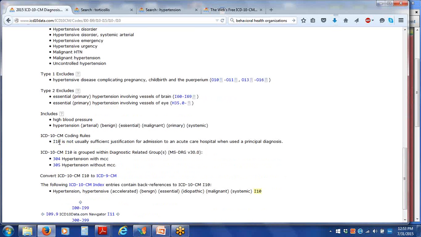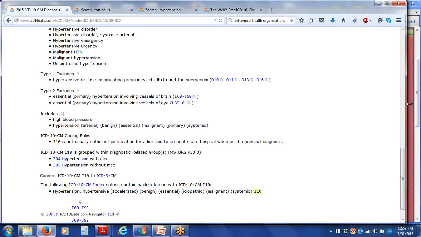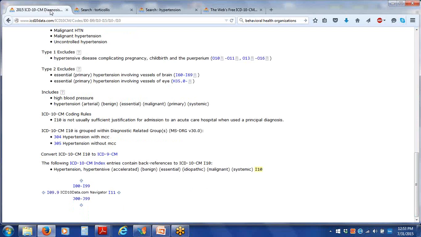ICD-10 I10 is not usually sufficient justification for admission to an acute care hospital when used as a principal diagnosis. So if you're an urgent care clinic and you have to send a patient over to acute care, then you're going to have a lot more than benign essential hypertension as a reason. Hopefully this is making a lot more sense to everybody now. And I know I'm going very quickly because we do have a limited amount of time.